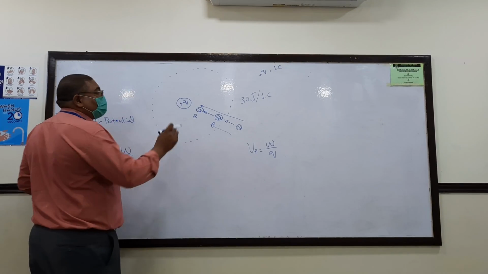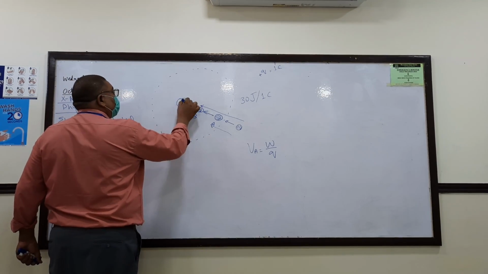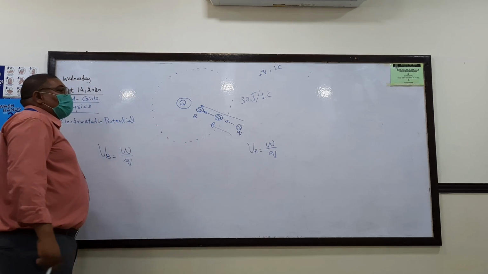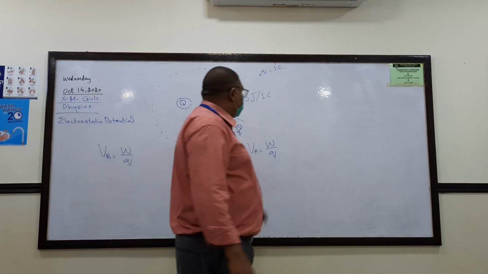Make a correction. Make it as capital Q, and the charge here is Q. This basically represents this charge.